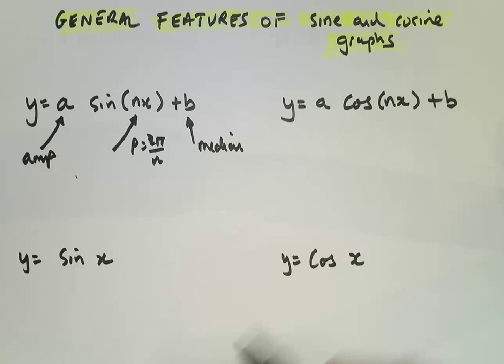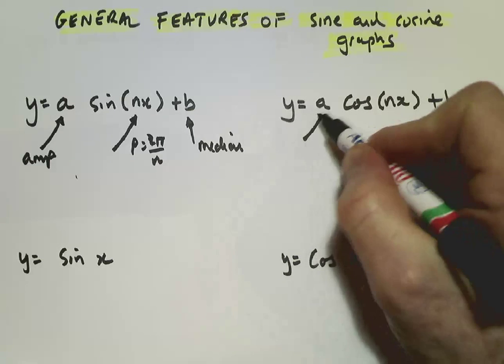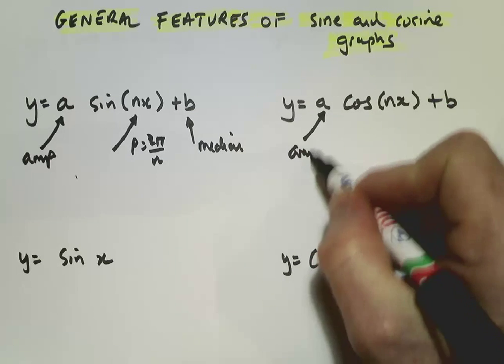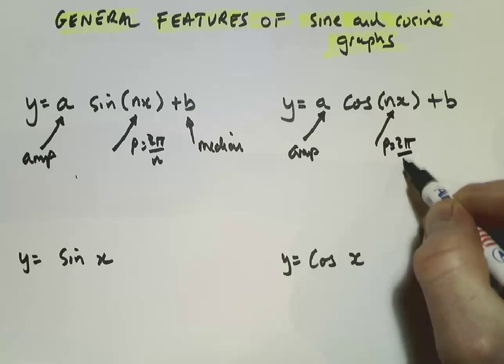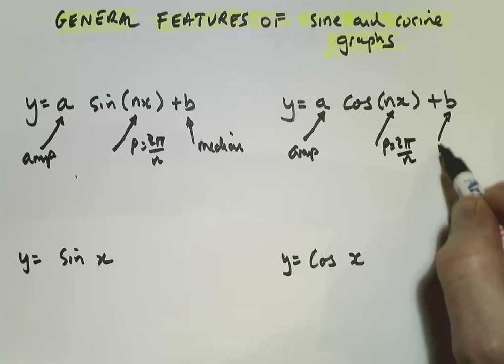And for a cosine curve, they're the same thing. The amplitude, period is 2 pi divided by n, and b is the median.